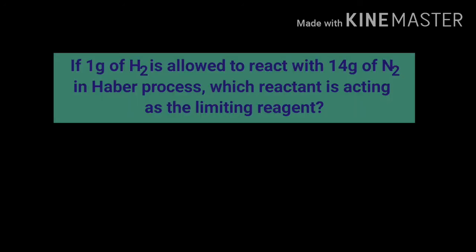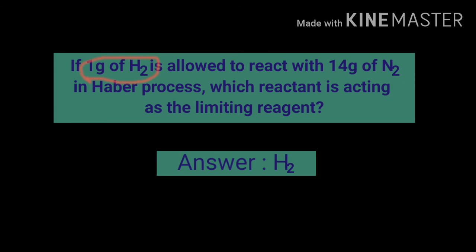Try to answer this. If 1 gram of hydrogen is allowed to react with 14 gram of nitrogen in the Haber process, which reactant is acting as the limiting reagent? As there is not enough hydrogen to keep the required ratio of 14:3, hydrogen is the limiting reagent here.